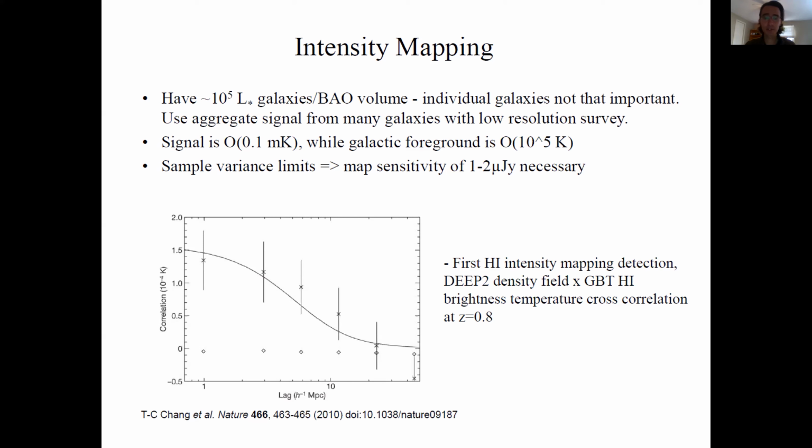We know that the signal is actually there. It's been detected in cross-correlation. So this was the first cross-correlation detection by Suqing Chang et al. between GBT measurements of H1 and the Deep2 optical survey. So we're confident that the signal is actually there. We just have to build an instrument that's sensitive to see it.